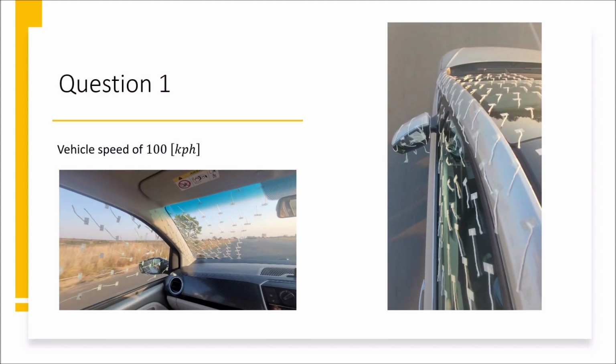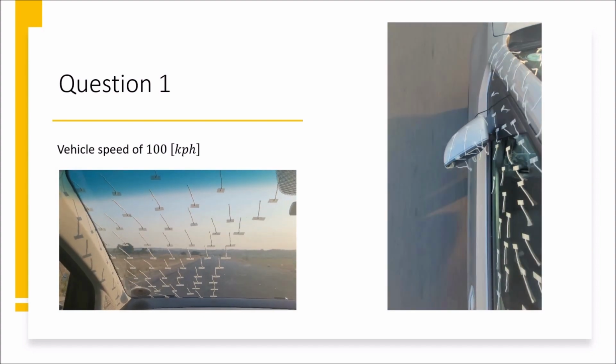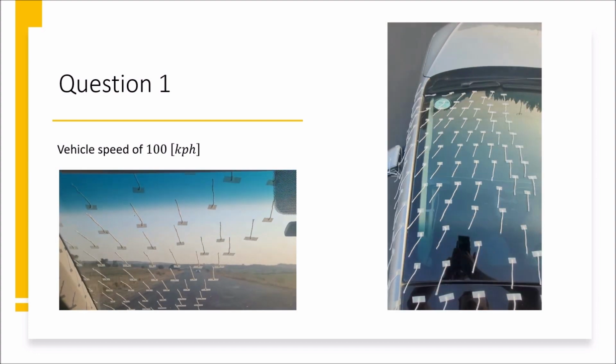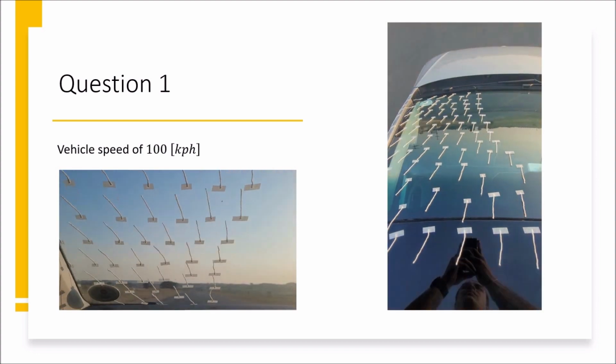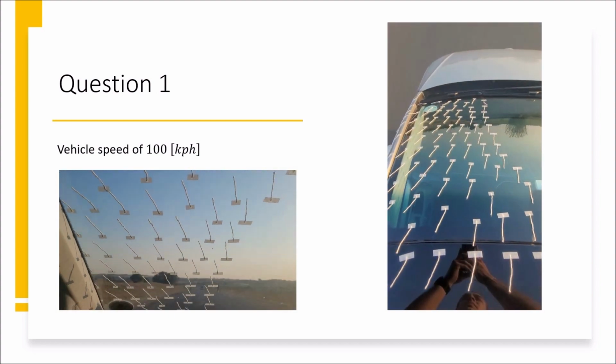The flow over the front of the side view mirror remains attached to the surface of the mirror until it reaches the trailing edge of the mirror, where the flow starts to separate and become turbulent. This leaves a low pressure area behind the side view mirror.